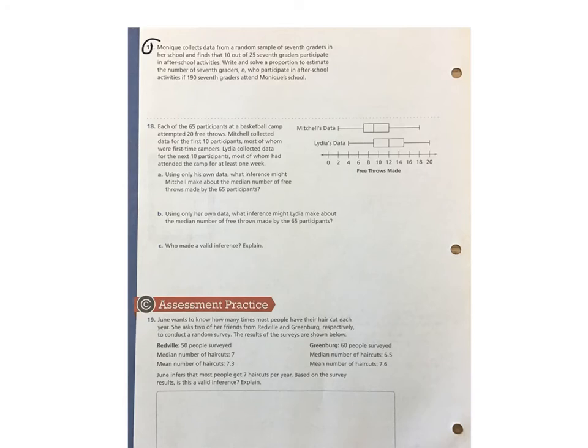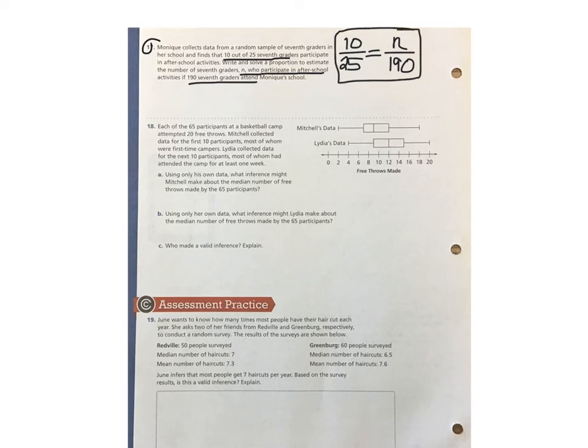The last question I want you to try today is number 17. I want you to first read through the question and attempt to set up the proportion. We'll come back and check your proportion before you attempt to solve it to find the number of 7th graders who participate in after-school activities. Pause the video while you set up your proportion. Okay, first check your proportion, and you should have gotten 10 out of 25 equals n out of 190. Because what we're looking for here is the number of students who participate in after-school activities if 190 7th graders attend.